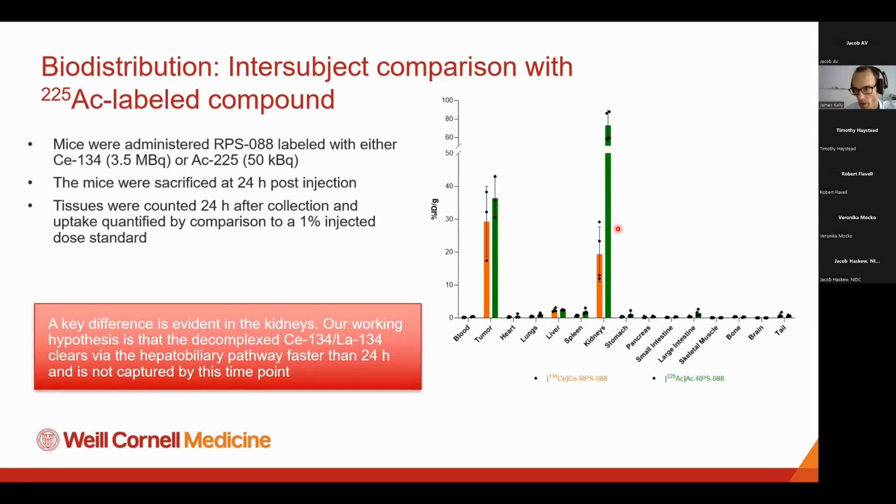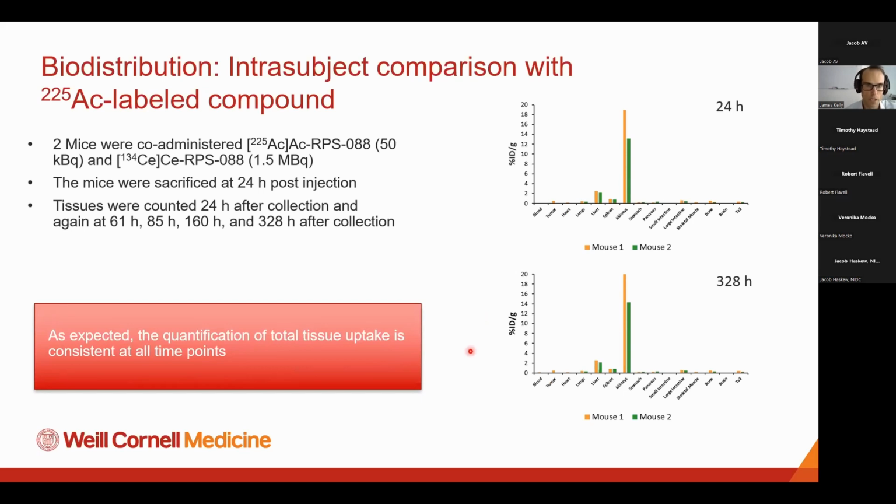Our working hypothesis, which we still need to test, is that the decomplexation of cerium leads to its accumulation in the liver at earlier time points, but that this has cleared by 24 hours. So we no longer see any difference in the liver, and the deficit in the kidneys simply reflects the extent of decomplexation that's happened up to now. But as I say, we'll need to test this by repeating the biodistribution at earlier time points.